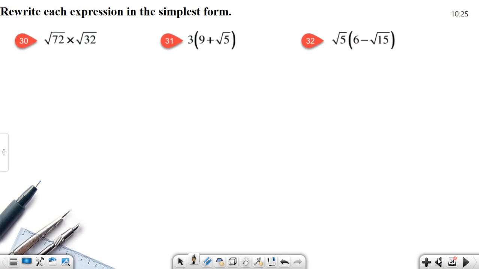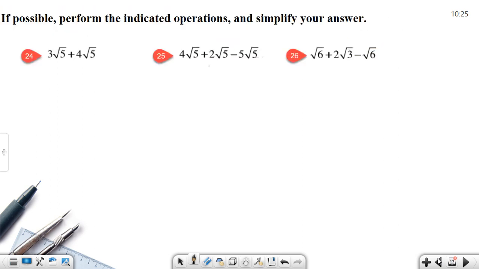Let me check how many examples are left. There are lots of examples. I'm not going to solve all the examples here. I will solve a few of them. That's so easy. 3 plus 4, 7 square root of 5. All of them are square root of 5, so you can add like terms. 4 plus 2 is 6, minus 5 is 1. 1 square root of 5 is square root of 5.